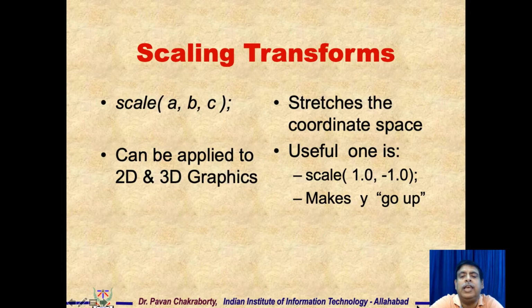One useful scaling is scale by 1, minus 1. This makes the y go up. That is to convert a screen coordinate system to a generalized coordinate system that we learn in mathematics. A scaling of 1, minus 1 could be applied. Of course, this scaling is a non-isotropic scaling because the direction of the scaling is different, though the magnitude may be the same.